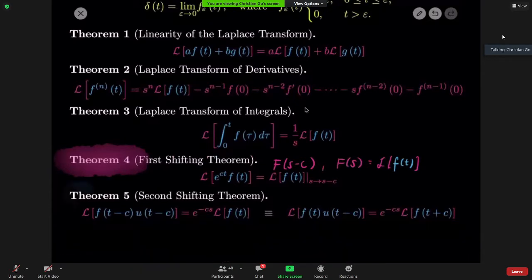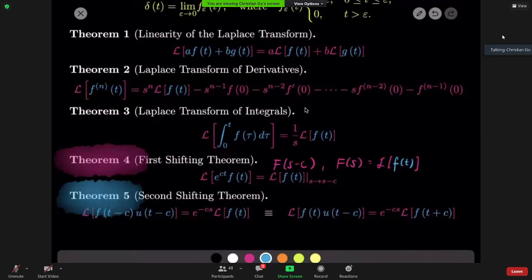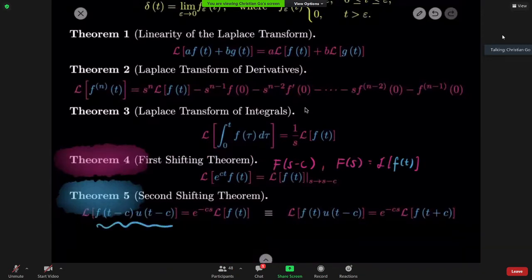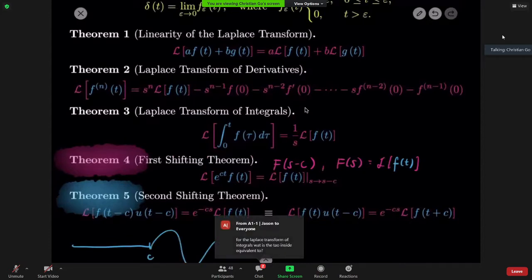Next is your second shifting theorem, which talks about functions that get activated at a later time. When we see this type of function, f(t − c)u(t − c), it means it's a function that gets shifted forward by c and only turned on at time c. So it's, for example, 0 everywhere, and then at time c it gets activated. What does it correspond to in the Laplace world? It's an exponential times the Laplace transform of your original function at origin 0.